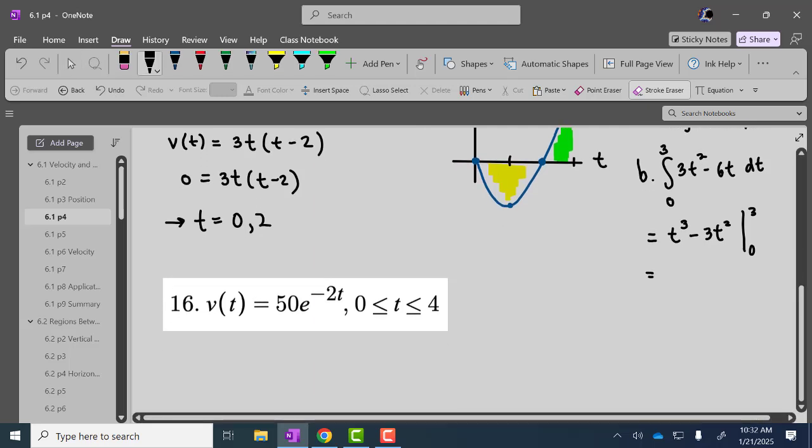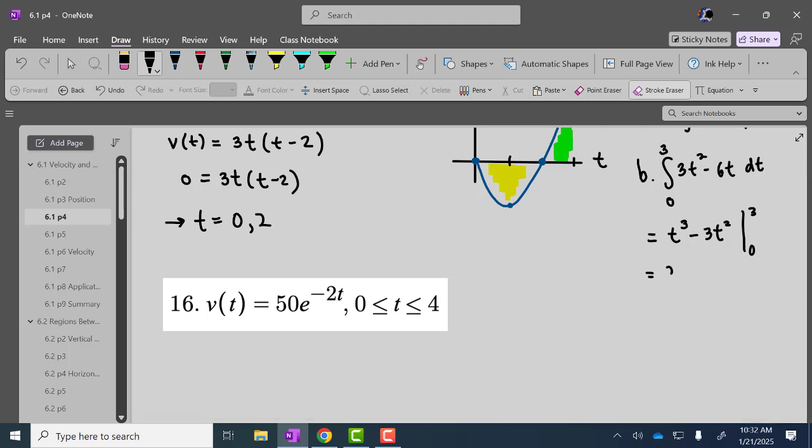So then we're going to plug in our limits of integration. If you plug in 0, you get 0. If you plug in 3, we're going to get 3 cubed, which is 27, minus 3 squared, which is 9, times 3, which is 27. 27 minus 27. So 0. So that's our displacement. So that's us waking up at home, driving to school, and going back to home at the end of the day.